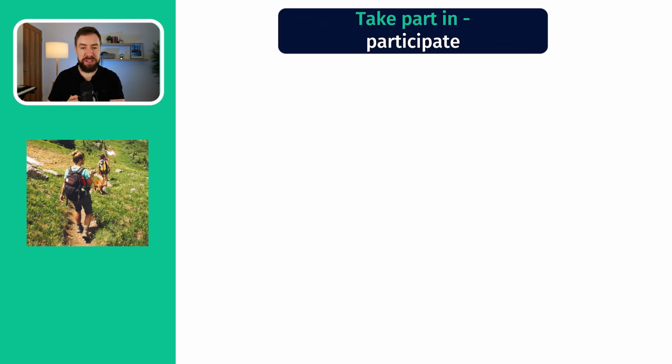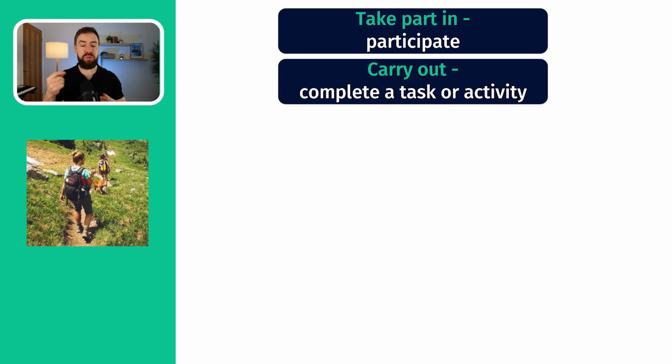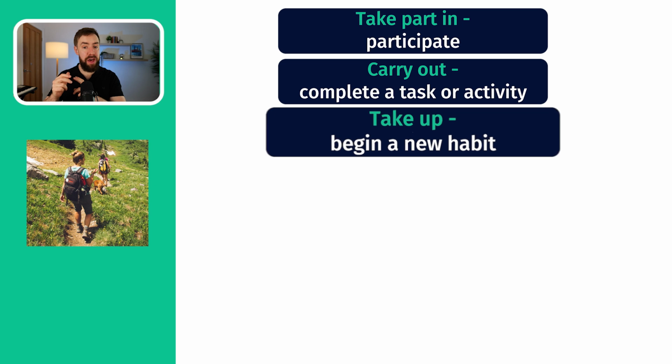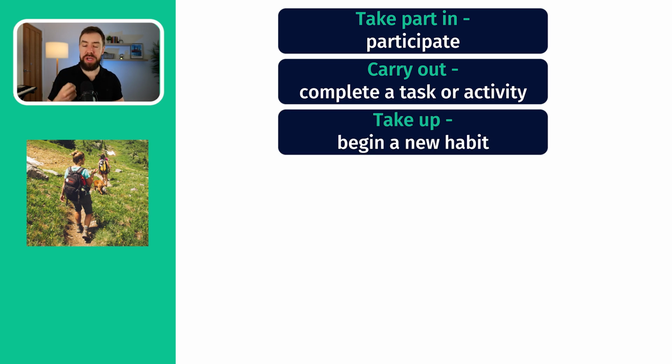We have, first of all, take part in, which is like participate, be part of something. Then we have carry out, which is to complete a task or an activity. And we have take up, which is to start doing a new habit. Now, those 3 are really good for speaking as well. So again, you're learning for write about the photo, you're also learning for speak about the photo, and all of the other speaking questions in the DET.